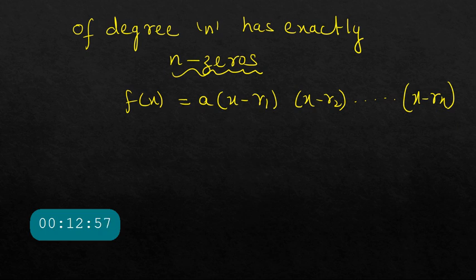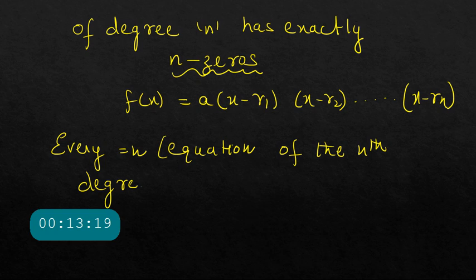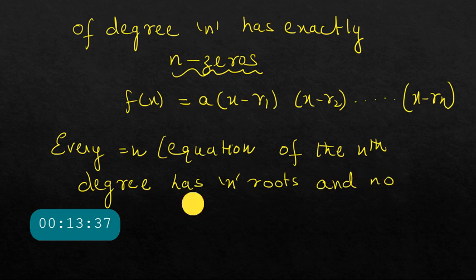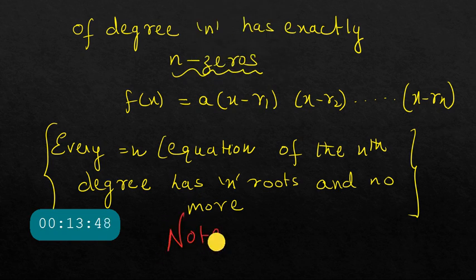So this is how we have deduced that every equation of the nth degree has n roots and not more than that. Be very careful about this. Has n roots and not more than that, right? And no more. Please, please, please just note down this. Very, very important note, okay?